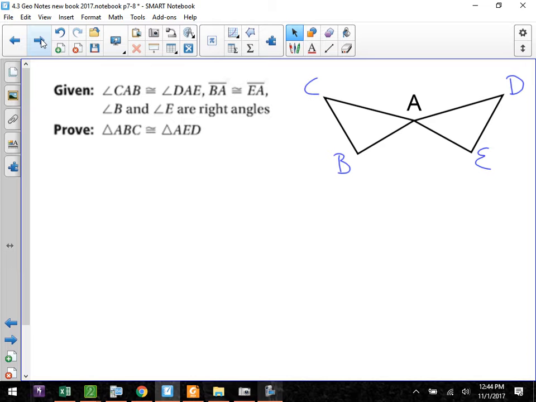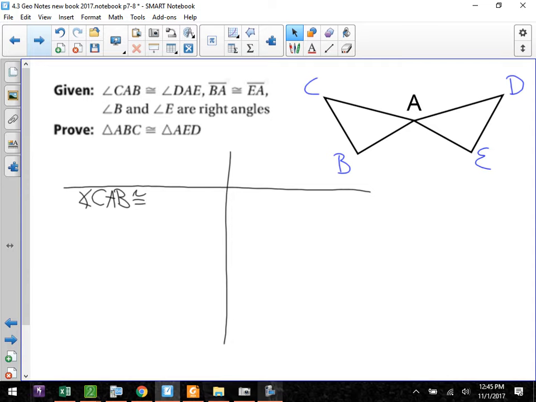Given here says that angle CAB is... So I write it out. Angle CAB congruent to angle DAB. What do I do with my diagram? Mark it.